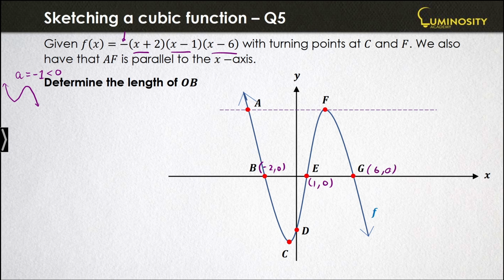Then it has turning points at C and F. Based on this graph, it looks like the x-coordinate for the turning point C will be negative, because it's on the left of the y-axis. And then F looks like it'll have a positive.